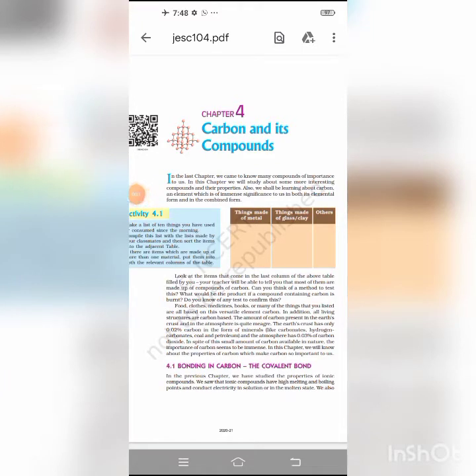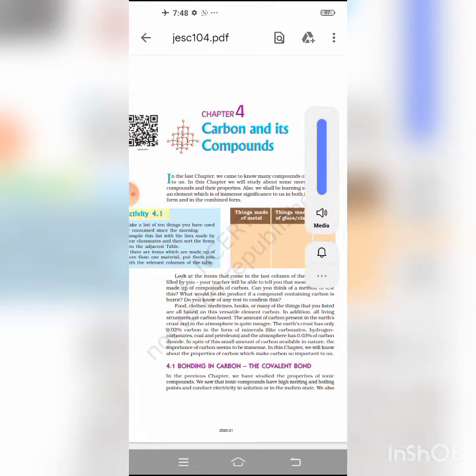Student, today we are going to discuss your chemistry 4th chapter, carbon and its compounds. Some elements exist in various forms. These forms have different physical properties but have the same chemical properties. They are called allotropes of the element.